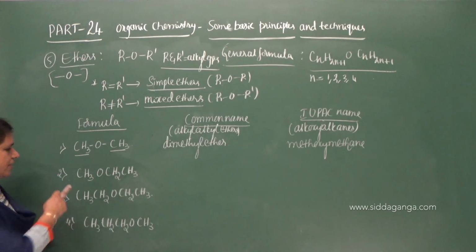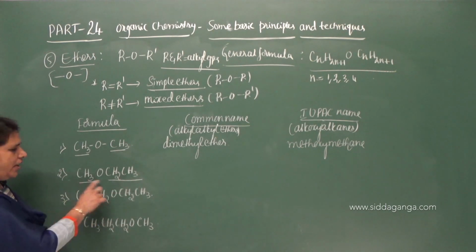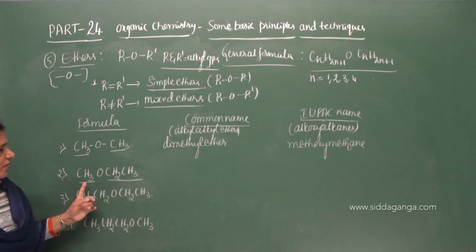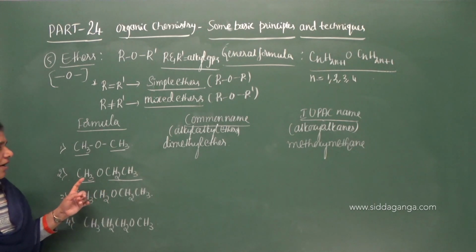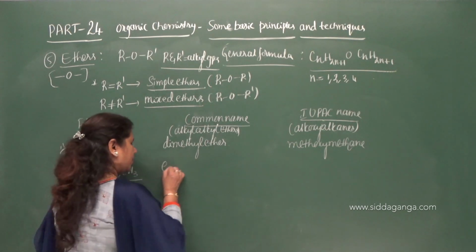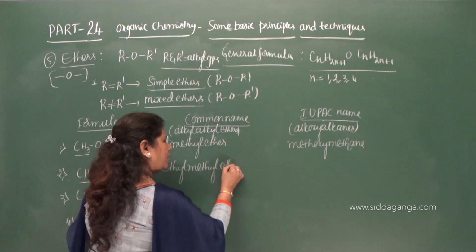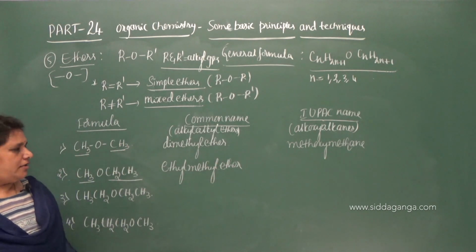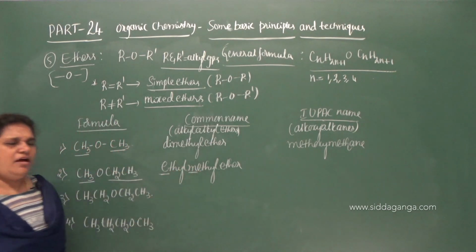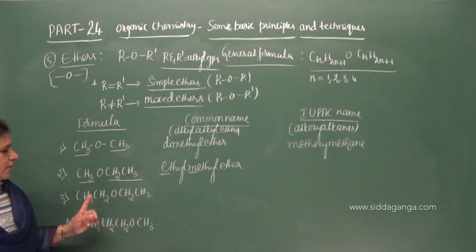Okay, now move on to the second one. One alkyl group is methyl, another one is ethyl. So it is an example of a mixed ether. Therefore, you have to arrange the names of these alkyl groups according to alphabetical order. So it will be ethyl methyl ether. First letter of the name of the alkyl group you have to arrange. So ethyl methyl ether.